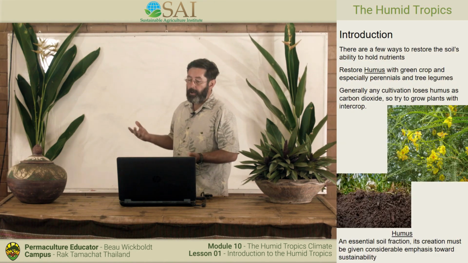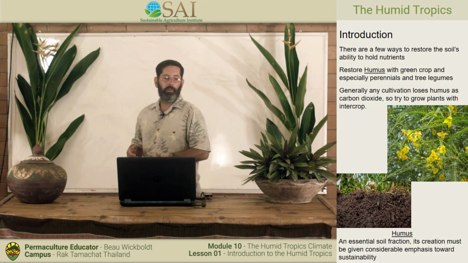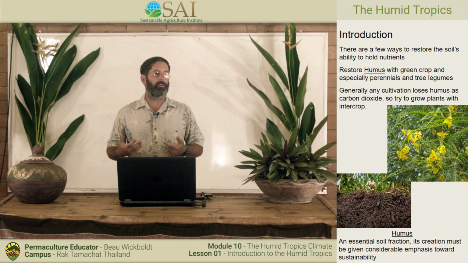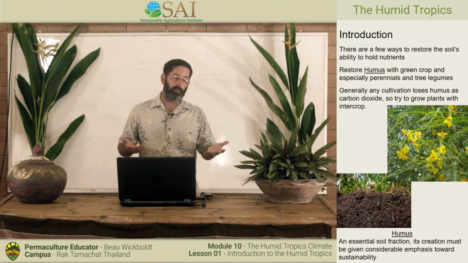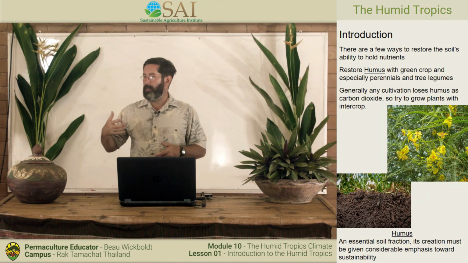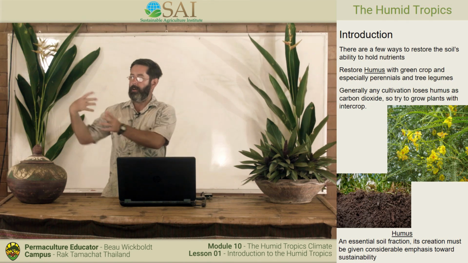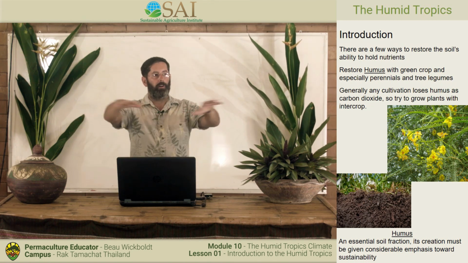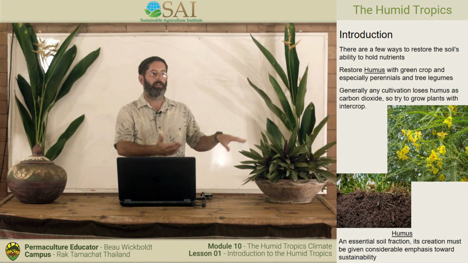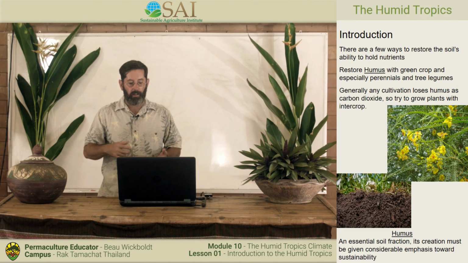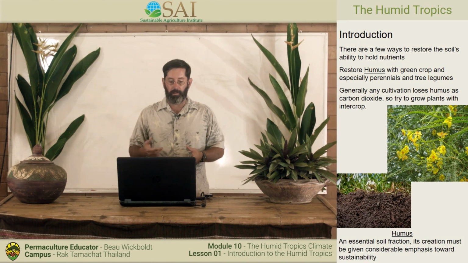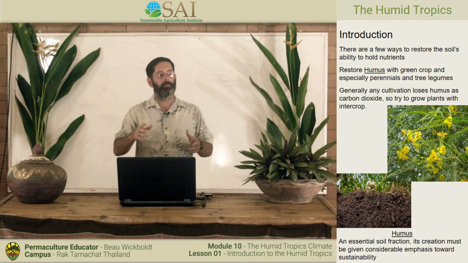There are different ways that we can restore the soil's ability to hold nutrients. We can restore humus with green crops. A technique we would use is called cover cropping, and some people refer to that as green manure. So instead of having a cow, for instance, eat the grass and have the manure, we can actually grow a cover crop, then cut the cover crop and feed it directly to the soil, which is called green manure.